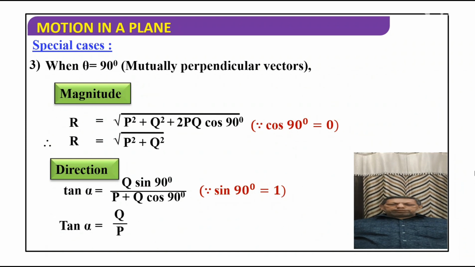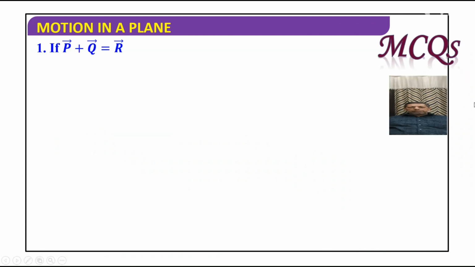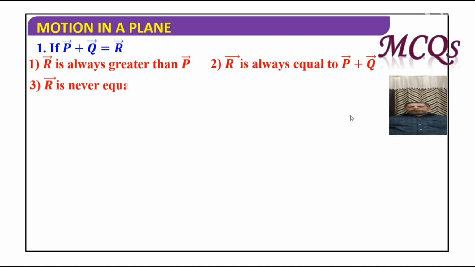MCQ type questions. First question: if P plus Q is equal to R vector, the first choice is R is always greater than P, second choice is R is always equal to P plus Q, third choice is R is never equal to P plus Q, fourth choice is R may be less than P or Q.